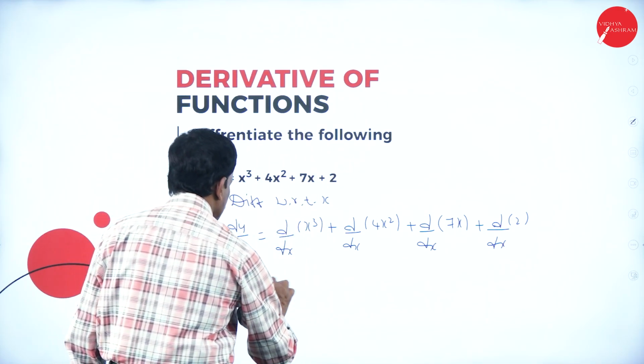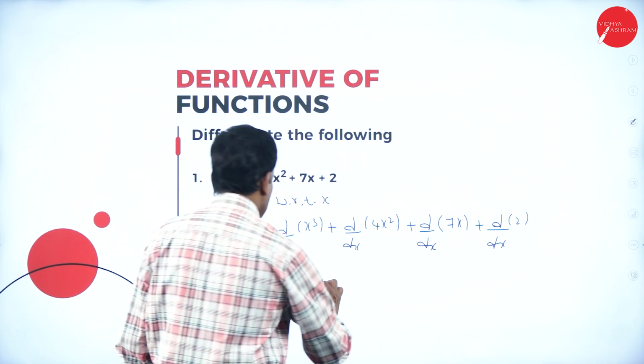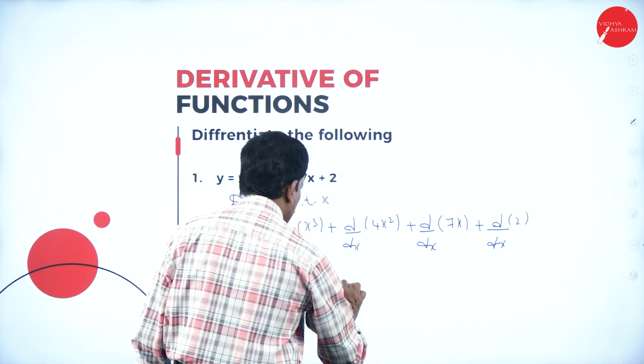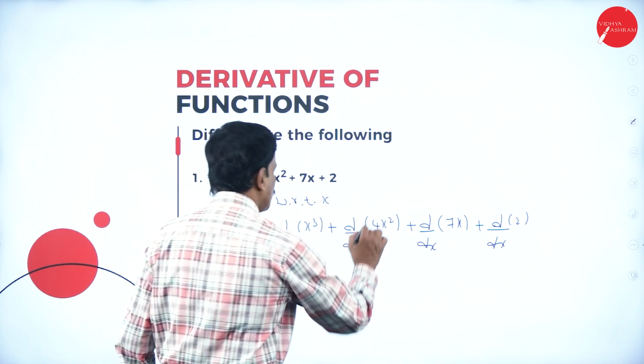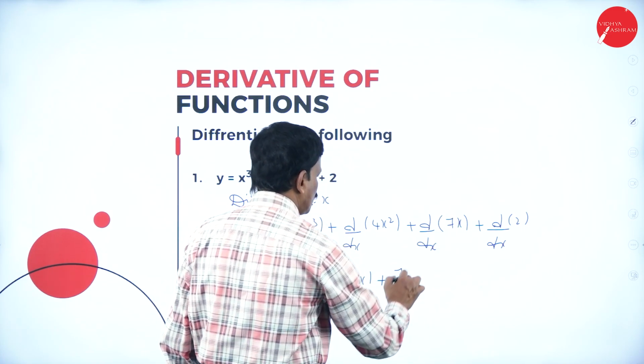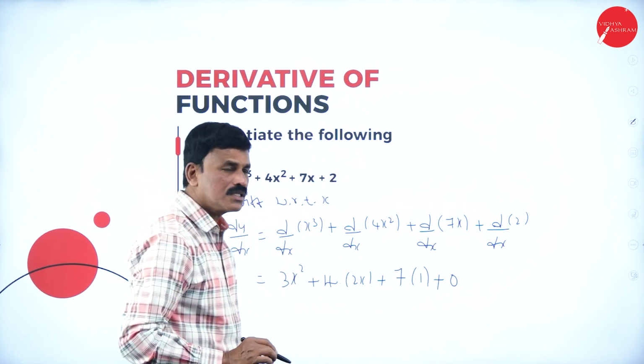Now here d by dx of x cube is 3x square, plus, for a constant into a function, the constant is kept out: 4 constant, derivative of x square is 2x, plus 7 constant, derivative of x is 1, plus 2 constant, derivative of a constant is 0.